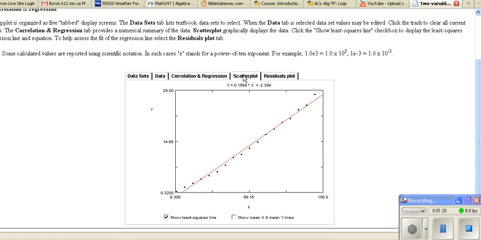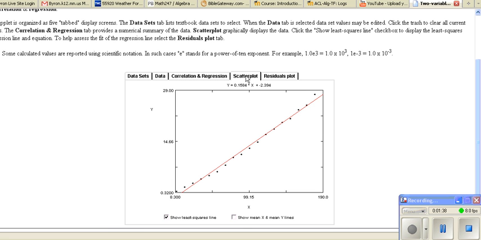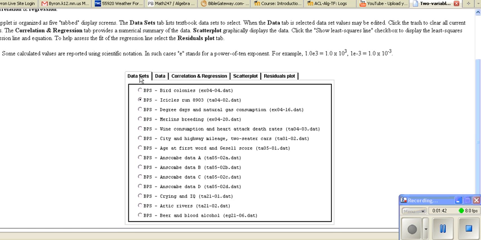Looking at your scatter plot, we have this. And it's like, oh, it looks pretty good. When you look at your residuals, though, there's a definite pattern. It's not randomly distributed on each side. So therefore, your data is not linear. It's a curved pattern of some sort, and therefore you would not want to use your least squares regression line.